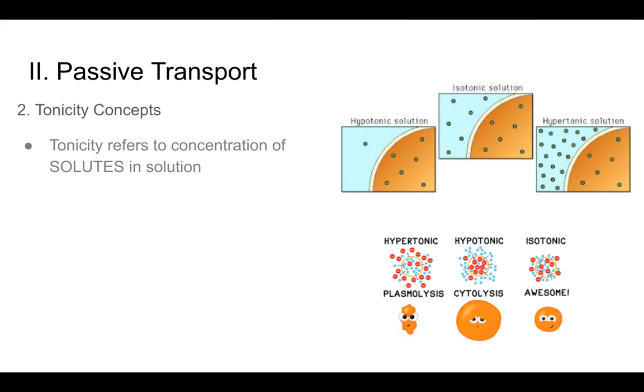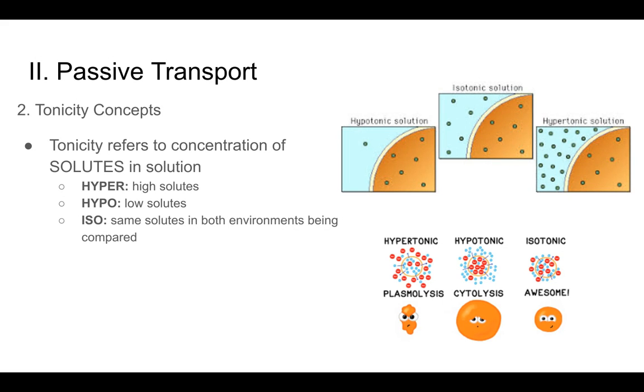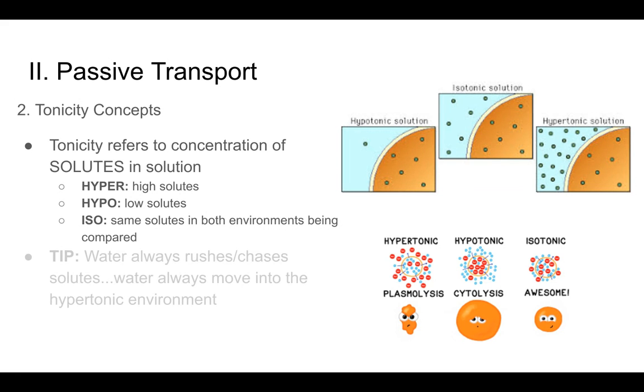So when we talk about tonicity, we need to remember that terminology like hypotonic, hypertonic, isotonic is in reference to the solutes that exist in a solution. So if we have high counts of solutes, it's a hypertonic solution. If we have low counts of solutes, that's a hypotonic solution. And if we have solutes that are equal on either side of a membrane or equal in two different environments, then we see an isotonic solution.